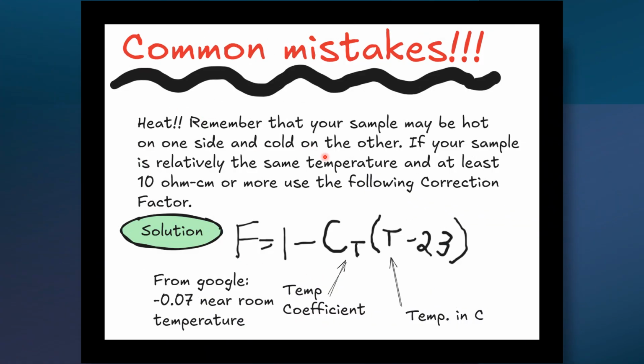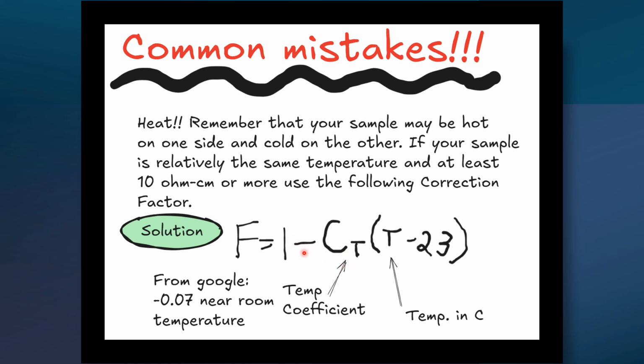Okay, heat. Remember that your sample may be hot on one side and cold on the other. Let's say you just baked this thing and for some reason you're just getting ready to take a measurement. If your sample is relatively the same temperature, at least 10 ohm-centimeters or more, use the following correction factor. Okay, so I think I did this example for Google. I Googled the CT, right? So from Google, negative 0.07 near room temperature. Okay, so that's the temperature coefficient that we're going to use.